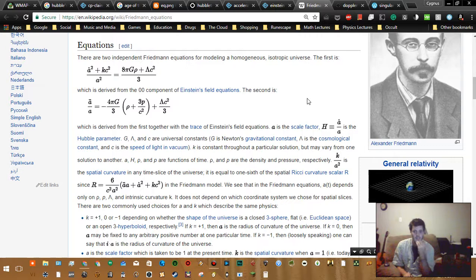The point is, everything expands. And we can know how long it's been expanding just by how expanded it is, and how fast it's been expanding.